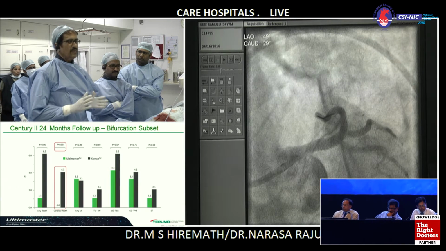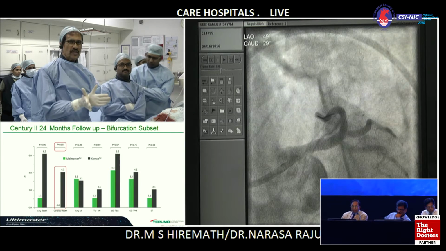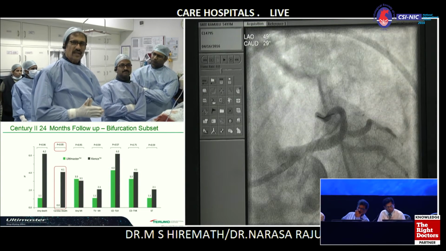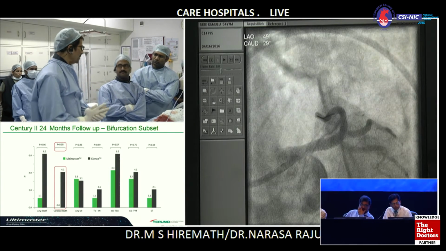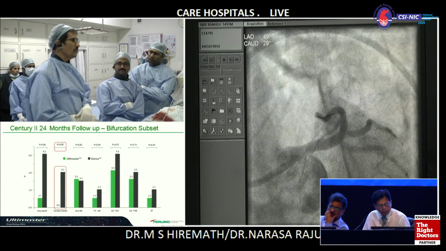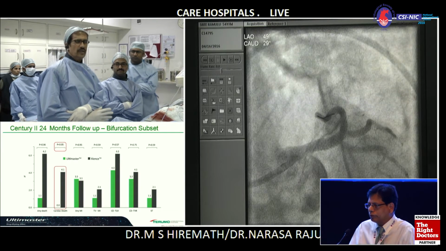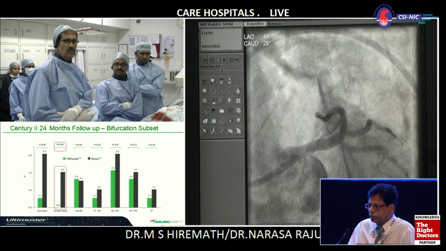So many times when we do a bifurcation, you have 2 balloons which you kiss, you bring them back and stretch the left main to a bigger diameter. So indirectly, many of us are doing it, though in this kind of case, very few people have done it. We continue to do it, and it looks quite safe. I don't think we should worry about it.